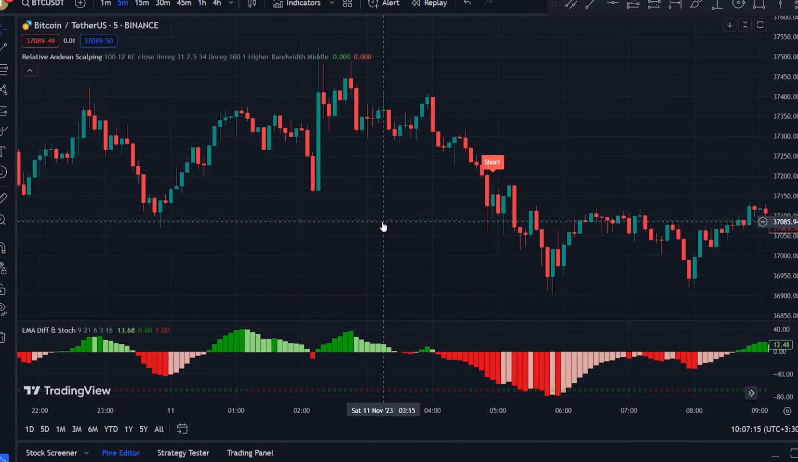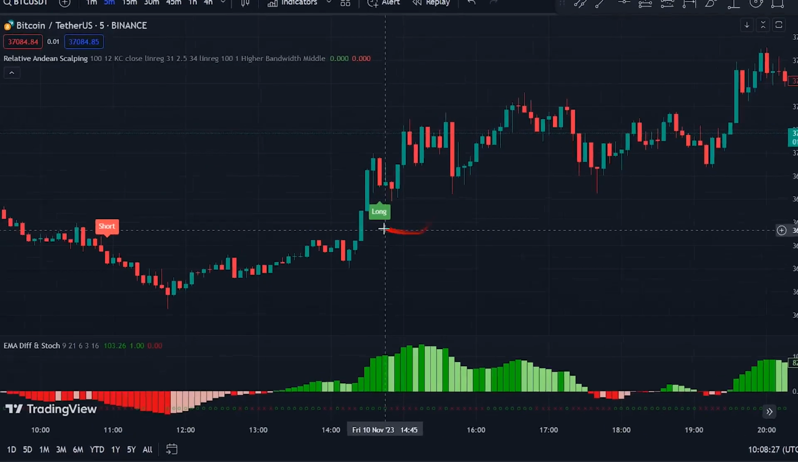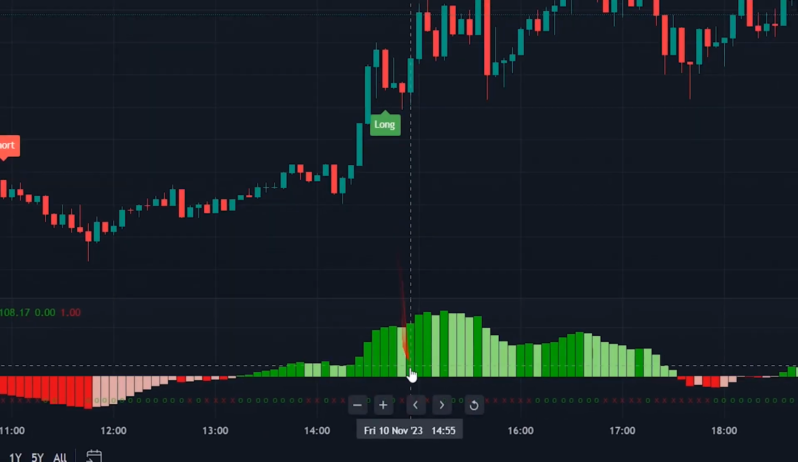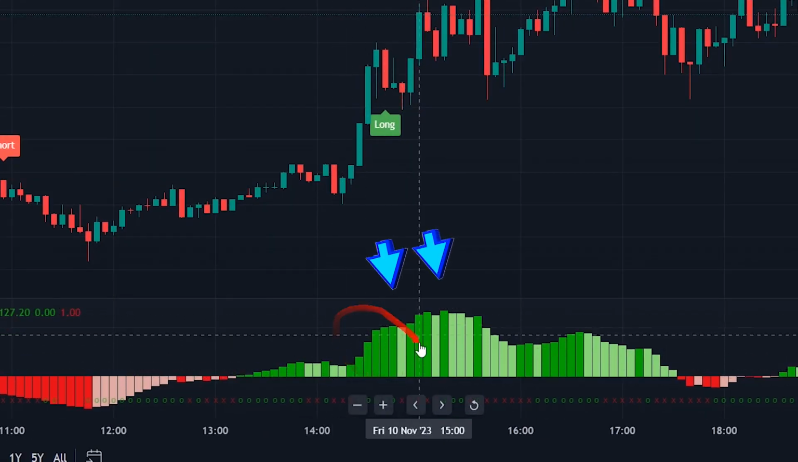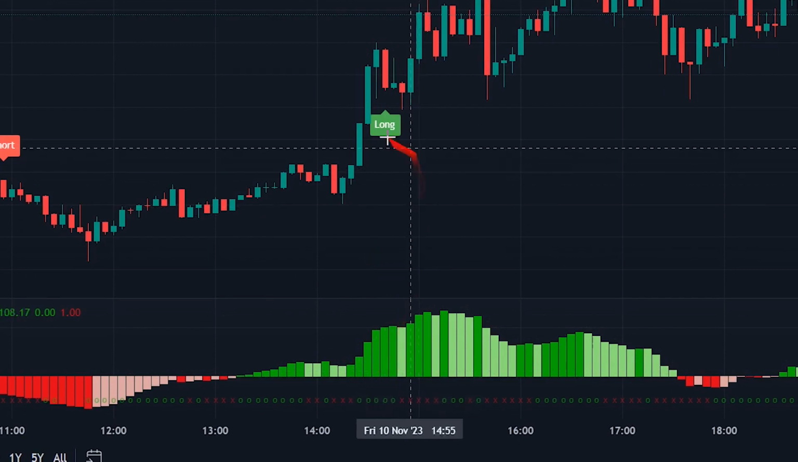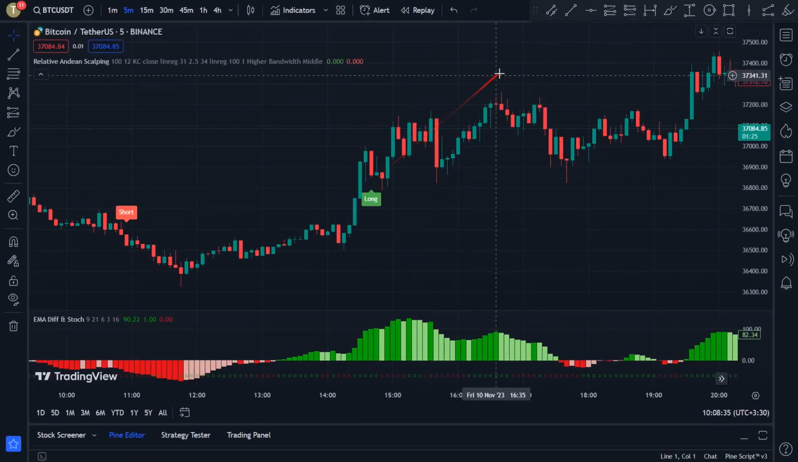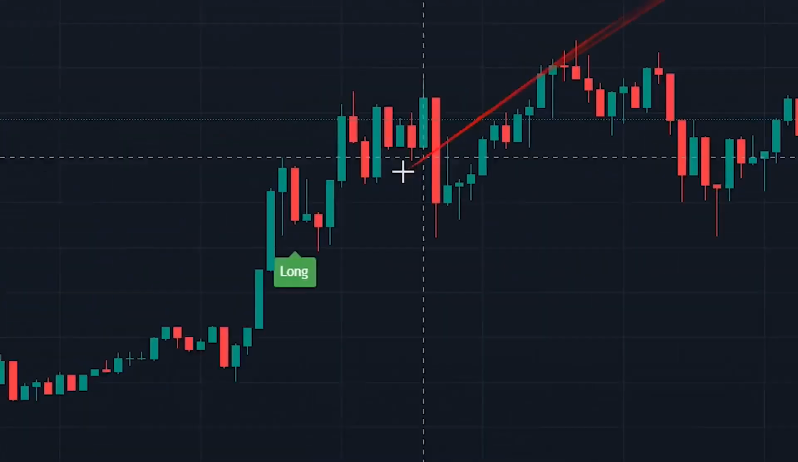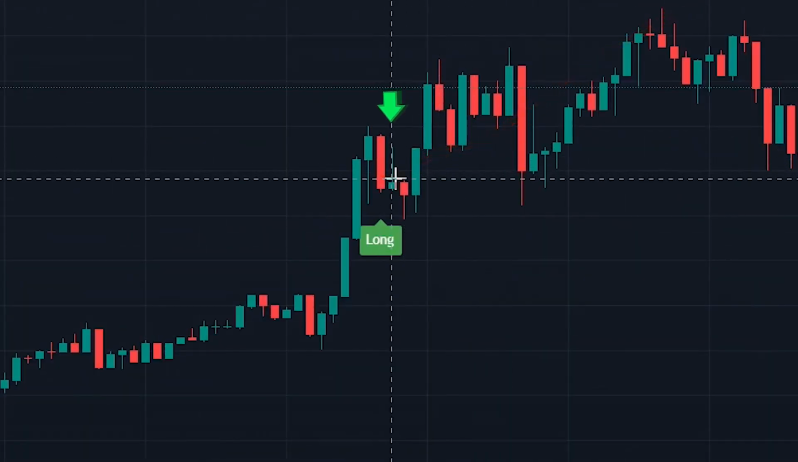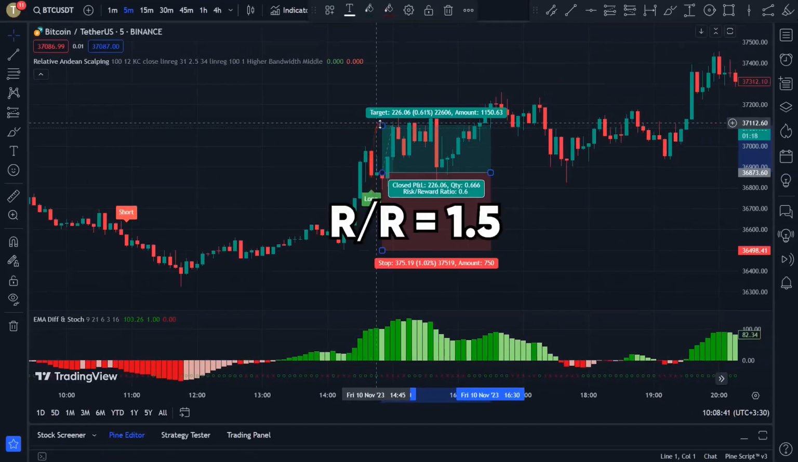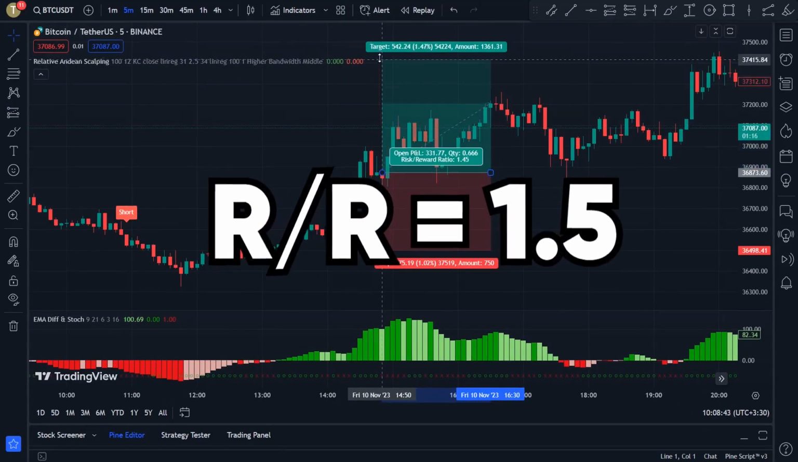Buy setup. In this strategy, whenever the Relative Indian indicator gives us a buy signal and the stochastic indicator shows green columns and the market forms a bullish candle, it's time to place our buy order. We should set our stop loss at the previous low of the market, and risk to reward ratio will be 1 to 1.5.